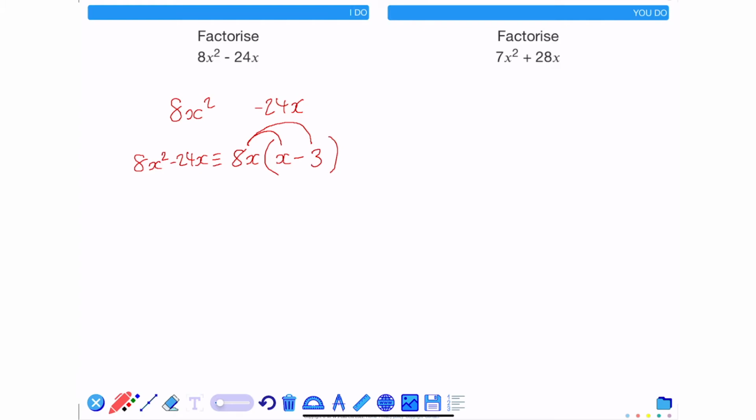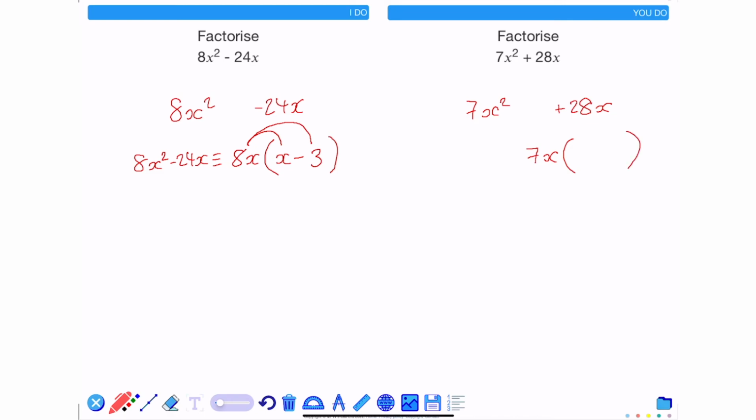So with this question I've got two terms, 7x squared and positive 28x. Looking at the numbers to begin with, the highest common factor of 7 and 28 is 7. The highest common factor of x squared and x is x. This will be the highest common factor that appears on the outside of my bracket.